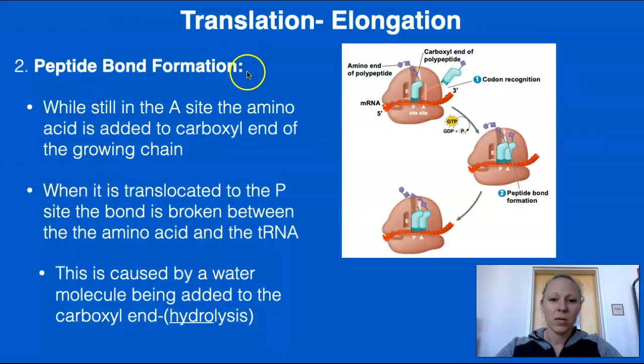Peptide bond formation. So here, while still in the A site, so we have our tRNA in the A site, the amino acid is going to be added on to the carboxyl end of the growing peptide chain. And then when it's attached, it's going to first attach to the growing peptide chain. Then as it moves to the P site, the bond between the tRNA and the amino acid is going to be broken. And so this is caused by adding water. It's a hydrolysis reaction. And that is going to be our second step.